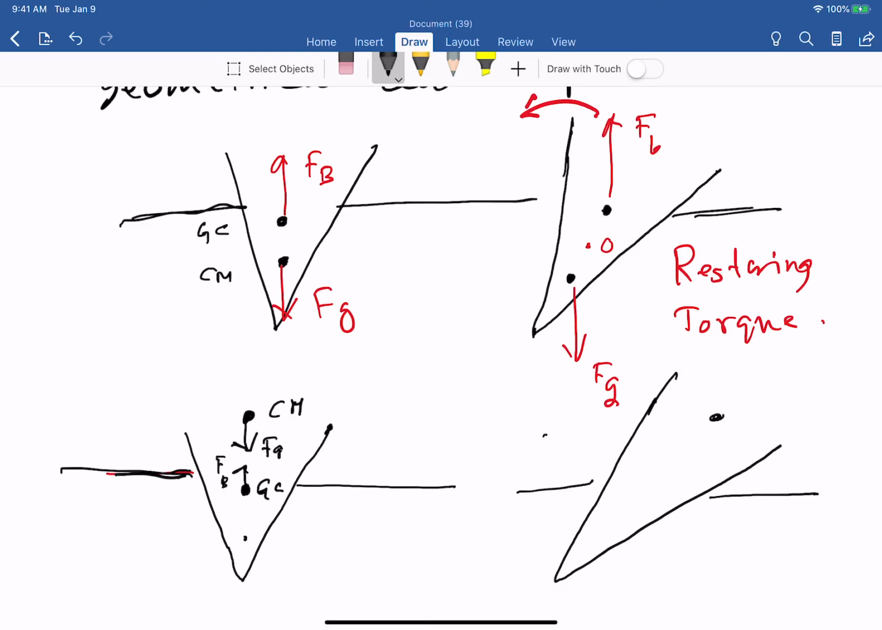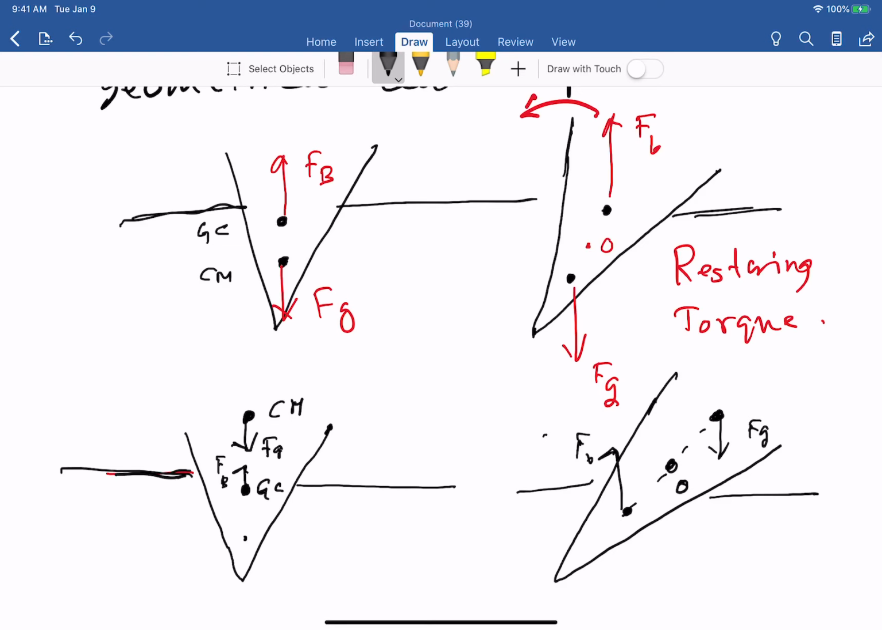The center of mass is way higher over here, so the gravitational force will be acting down like this, and the buoyant force would be acting up like this. Consider a point in between these two, somewhere over here. What kind of torque are the two forces applying in this case?